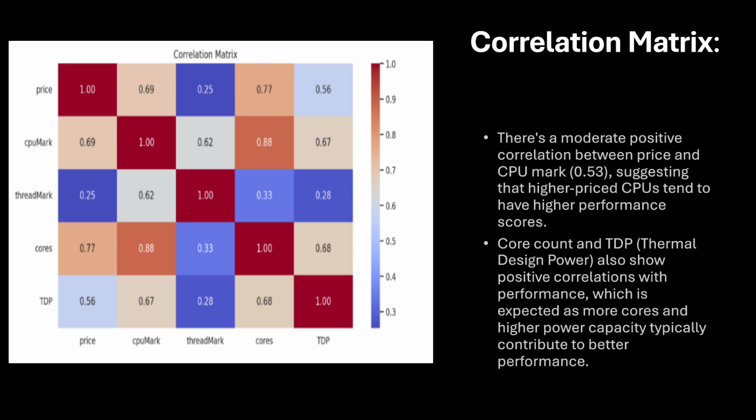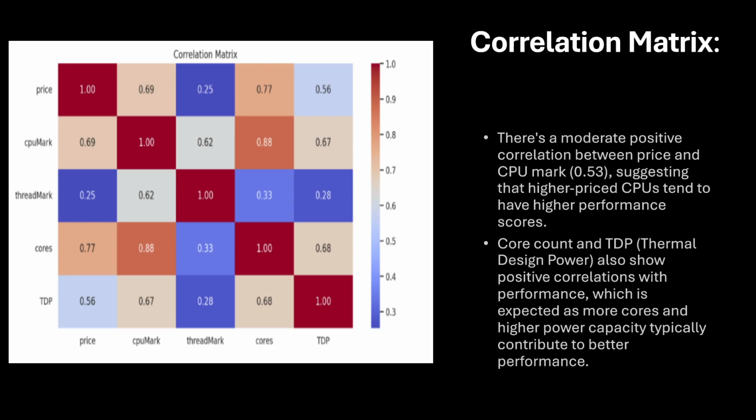And this suggests that higher prices often correlate with better performance. This is a finding that is integral to understanding consumer investment in high-end CPUs. And it's kind of obvious, but we did the analysis on this.